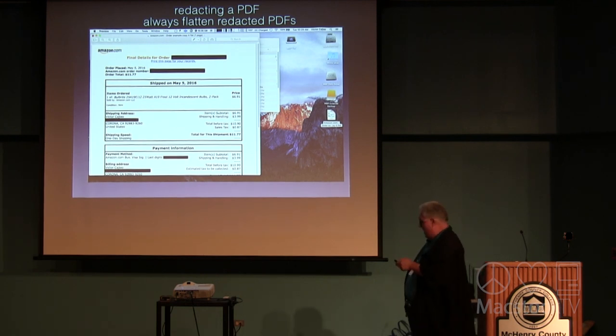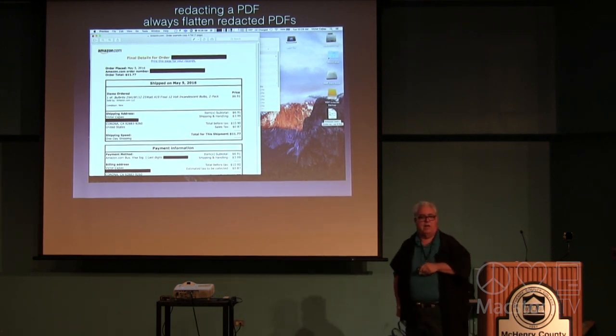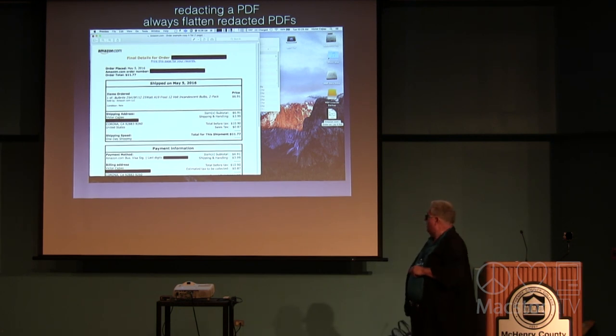So I've redacted my file and put it on the desktop, and I can't move those boxes now. Now I can go ahead and send that file off, and it's safe, and it's secure, and it's an easy way to do that. Cool.